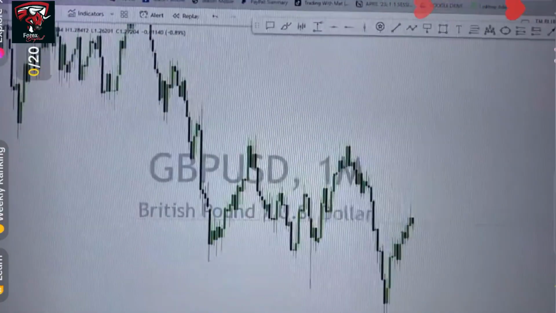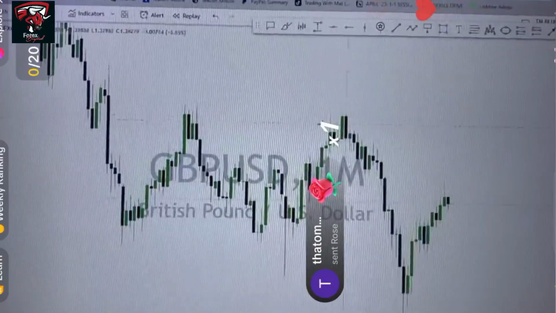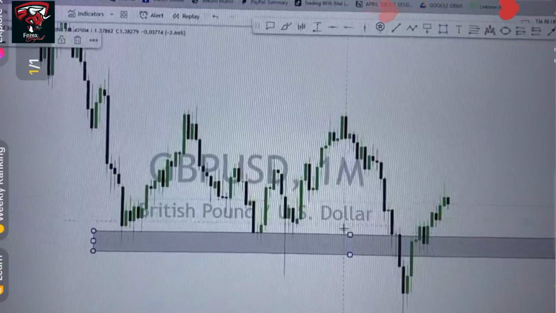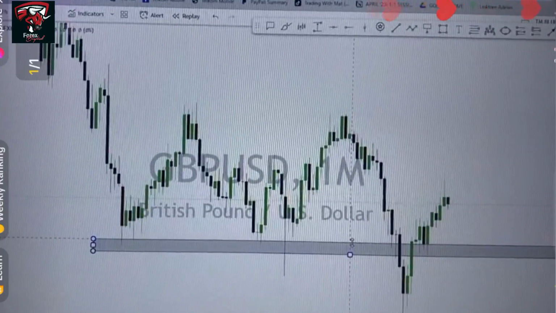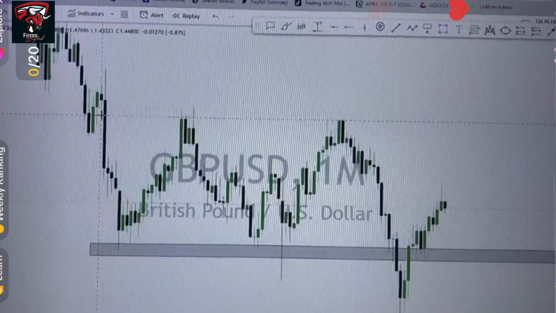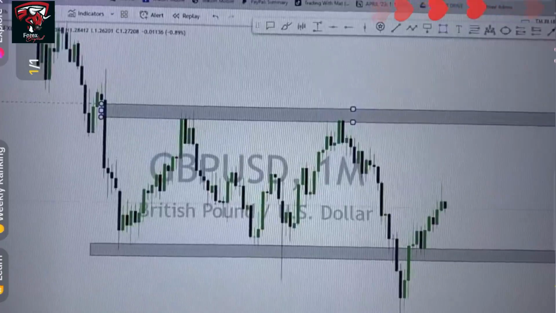Okay, let's map up, or map out, I don't know. Let's just do whatever the correct English term is. We're not here for English. Forex is a universal language. Guys, I make myself laugh.